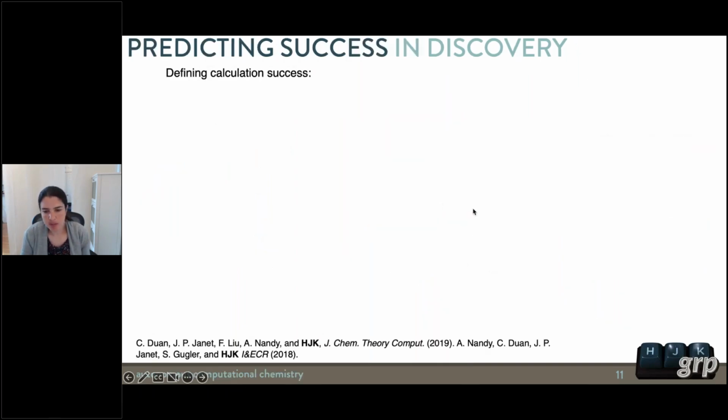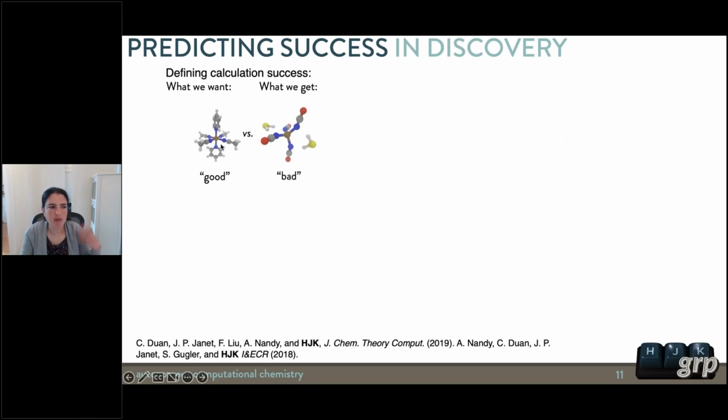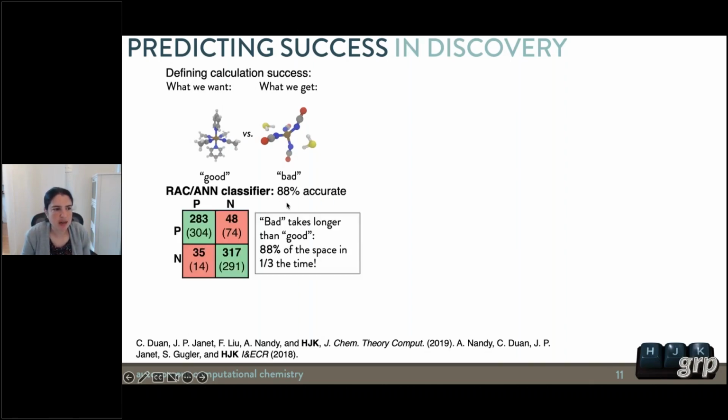So I just want to finish by pointing out that there is one dark side to allowing machine learning models to set up all your DFT calculations, and that's that a lot of times we want to set up a certain type of calculation, but then we get something that fails. And so we would like to be able to distinguish and predict beforehand what will lead to a good DFT calculation versus what will lead to a bad one. And so we actually built neural net classifiers that could predict with 88% accuracy what would lead to a good calculation versus a bad calculation.